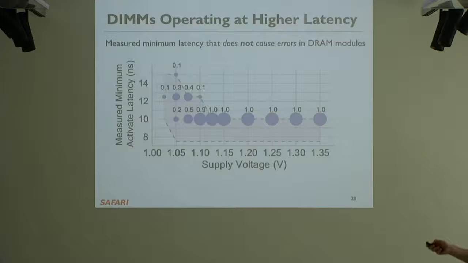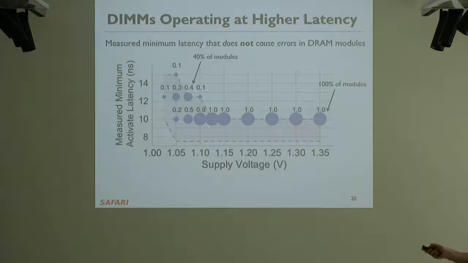So what does this mean? Basically, this is for some vendor, I think one of those vendors, A probably. These are density plots again. This means that 100% of the modules are operational correctly at 10 nanosecond activation latency at this voltage. And you can see that until you get to 1.10 volts, 100% of all of the modules that we've tested are operational with 10 nanosecond latency.